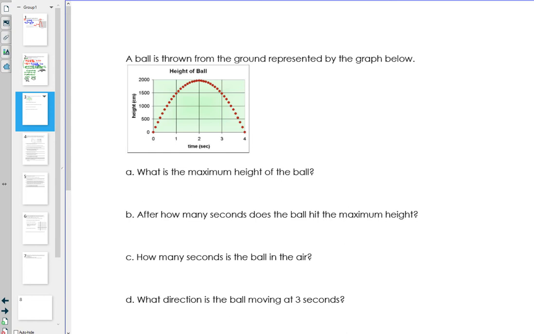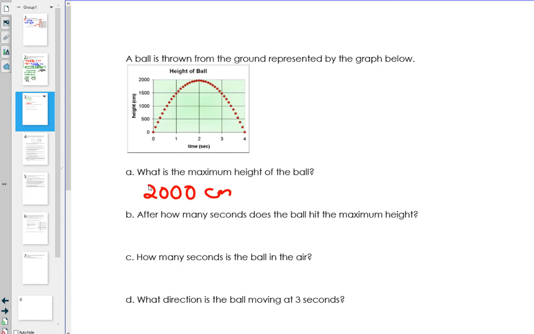A ball is thrown from the ground, represented by the graph below. What is the maximum height of the ball? Okay, just look at the graph. How high does the ball get? 2,000 centimeters. We're measuring in centimeters. So this would be 2,000.